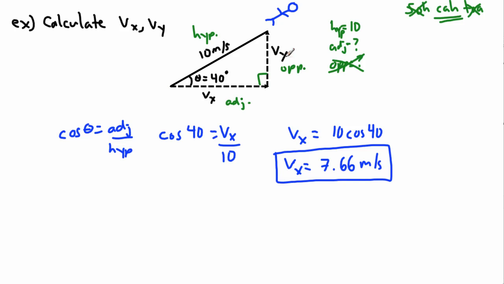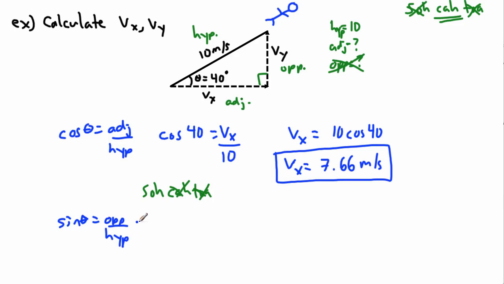In this case, if I wanted Vy, I can use the same idea. With Vy, I want something that hopefully doesn't use A, but uses H and O, because that's opposite and hypotenuse. Which of SOH CAH TOA avoids the adjacent one? This one has an A, so I cancel it out. That one has an A. That means I want to use sine is opposite over hypotenuse. So sine theta equals opposite over hypotenuse.